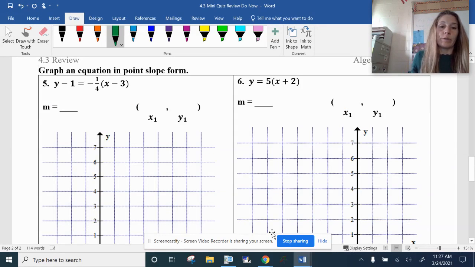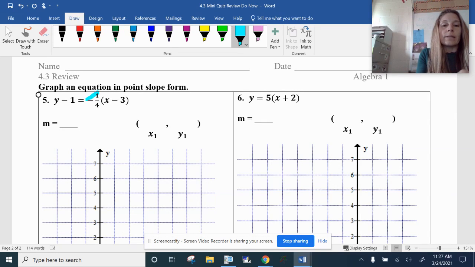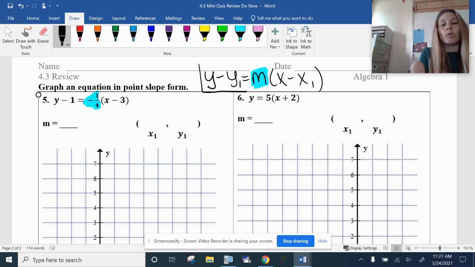Okay, so to finish our review with point-slope form, now we're going to go in reverse and we're going to look at our equation and we're going to find the point and the slope that's identified in the equation so that we can then graph it. So like I said to you before, the slope is always the easiest thing to identify because it's just whatever is in front of those parentheses. So when you have your equation in point-slope form, the m is what's in front of the parentheses, and that is just your slope. And you don't have to worry about any sign changes or anything like that.